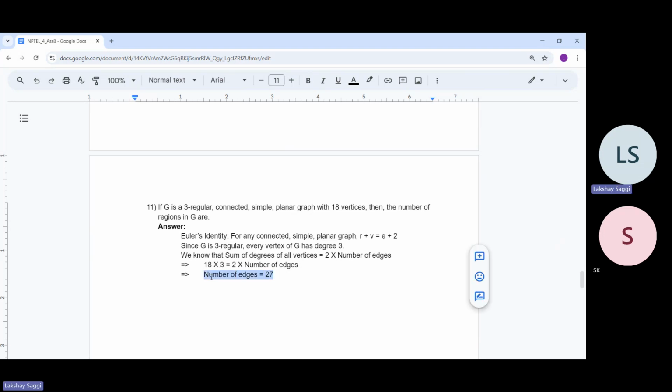The number of edges was this E variable, so we get E's value as 27. We had V as 18. So now we can find the value of R, by putting V equals 18, E equals 27 in Euler's identity.